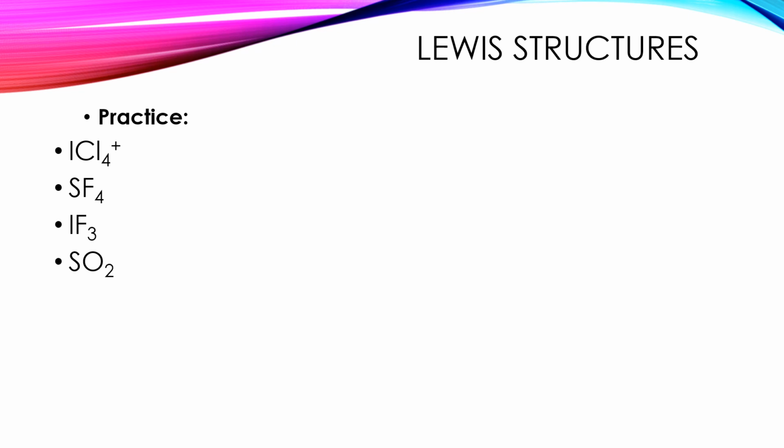So iodine has 7 valence electrons, chlorine has 7, times 4 is 28, plus 7, 35, but we have to subtract 1 electron for our plus 1 charge, so we have 34 total electrons that we need to account for. So I'm going to do my skeleton where I just connect all my outer atoms to my central atom. That's 8 electrons right there.